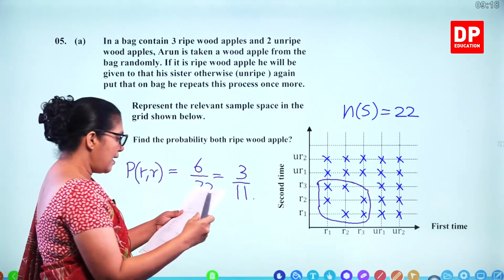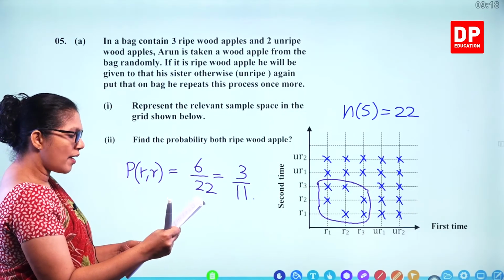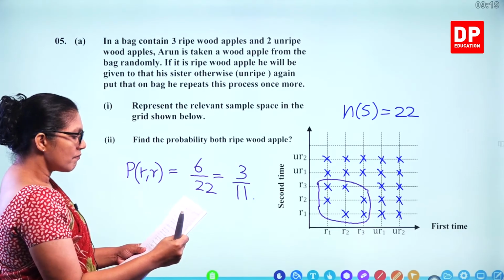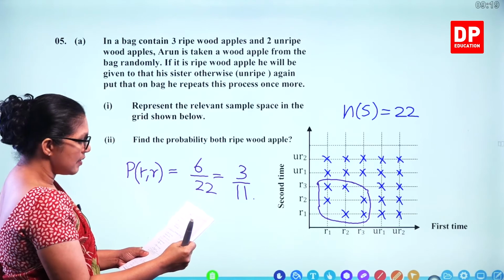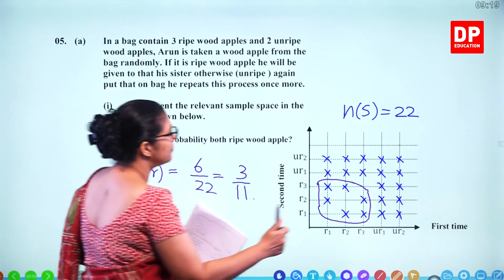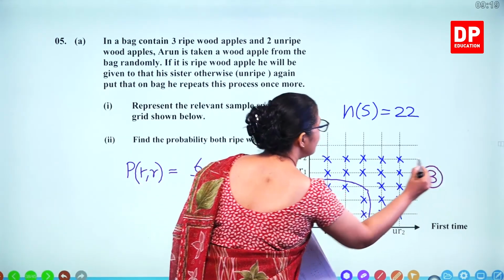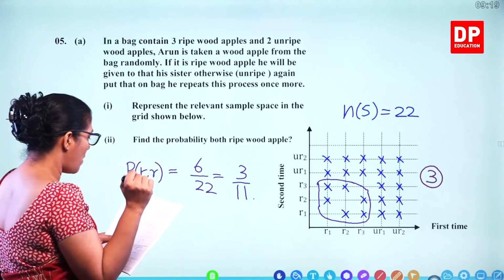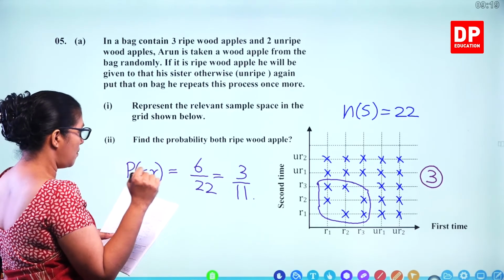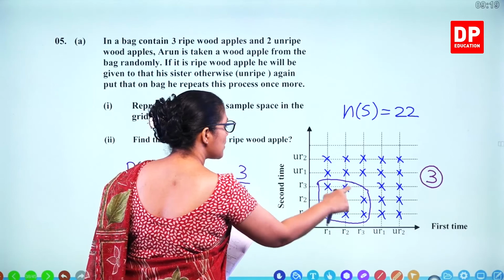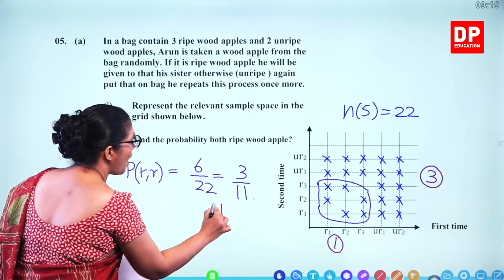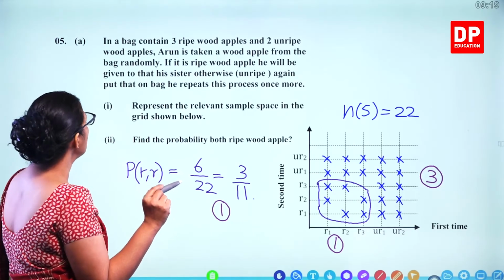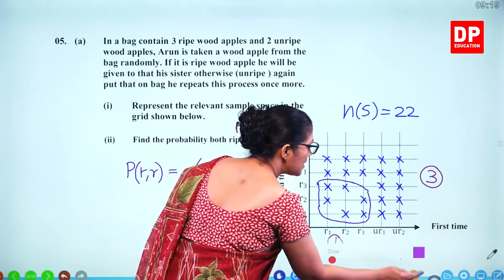Now let's see how many marks you are getting. For the diagram, you are getting 3 marks. And you are getting 2 marks here. Marking the possibility, that's 1 mark here. And finding the answer, 1 mark. So 5 marks for these 2 questions. Now we'll take the next one.